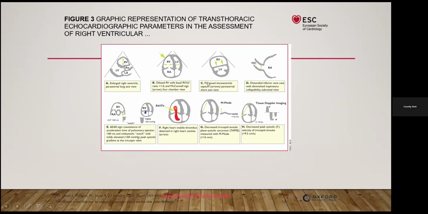Then you have the D sign that is also seen because of the increase in right ventricular pressure overload and volume load. Here you also have the distended inferior vena cava, which is diminished in its respiratory collapsibility. Now you have the 60/60 sign, and you also have the right heart mobile thrombus. You can actually see a thrombus in transit on the echo. You also have decreased TAPSE, the tricuspid annular systolic velocity, which can also be seen.